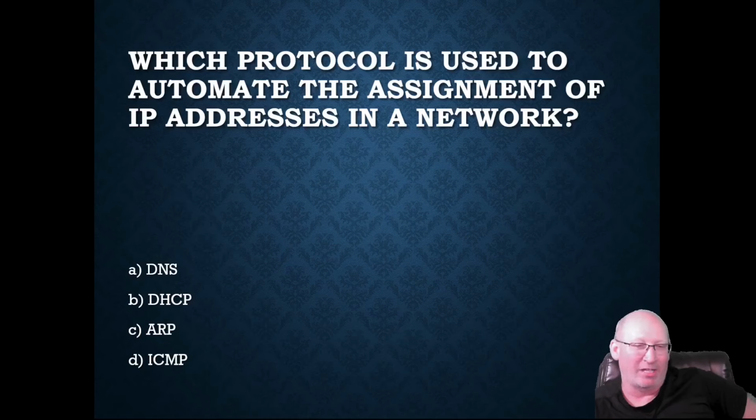That leaves us with DHCP and ARP. Both of these are protocols that are used inside of our internal network, and both of them have to do with IP addresses. However, C, Address Resolution Protocol, is utilized only in the network to identify where items are or to associate MAC addresses with IP addresses.